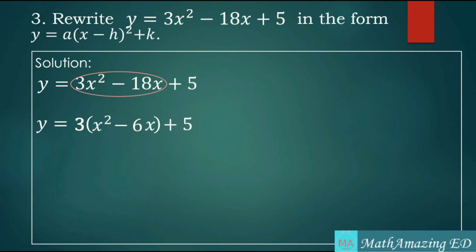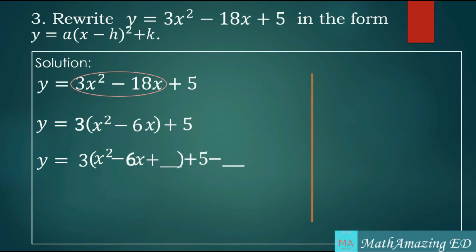The next step would be getting the number that would make our expression a perfect square trinomial. We have the middle term, which is 6. We will divide this by 2, so 6 divided by 2 is just 3. Then square the answer, so 3² is 9. So we're going to add 9 inside the parenthesis.